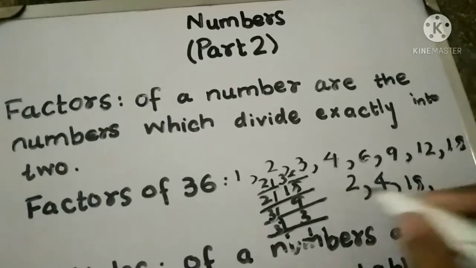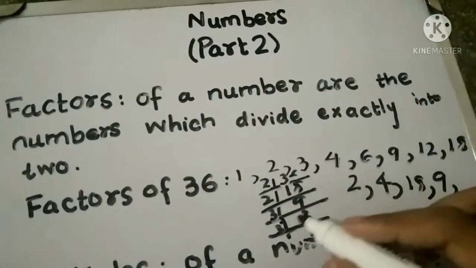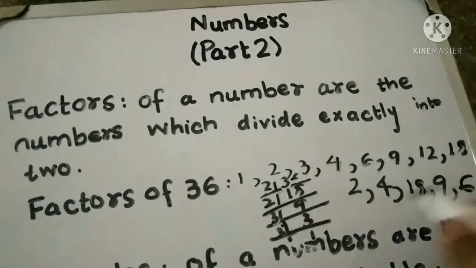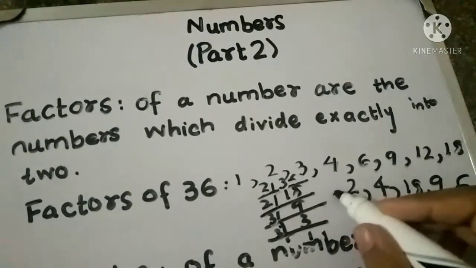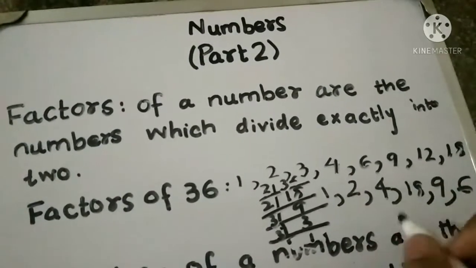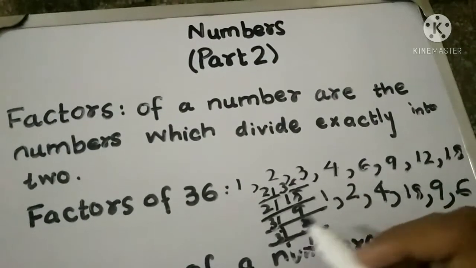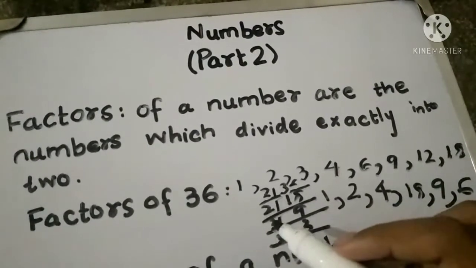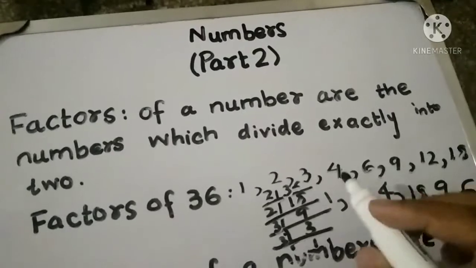18, the number 9, the number 3 into 2, 6, 1, and 3 3s are 9, 3 2s are 6, and 2 2s are 4, and 4 3s are 12.